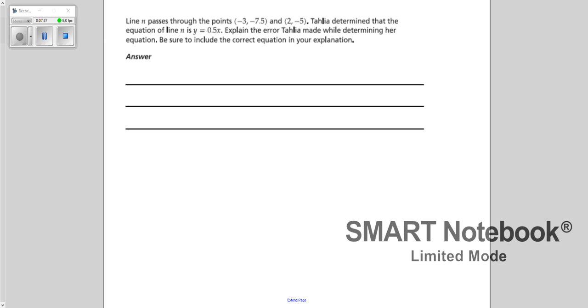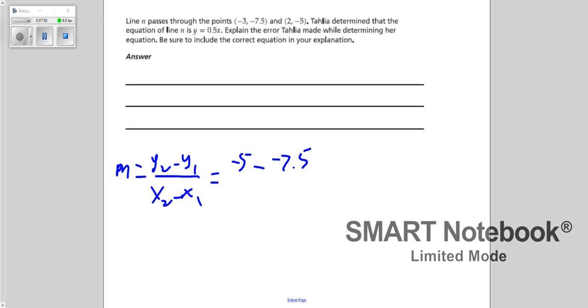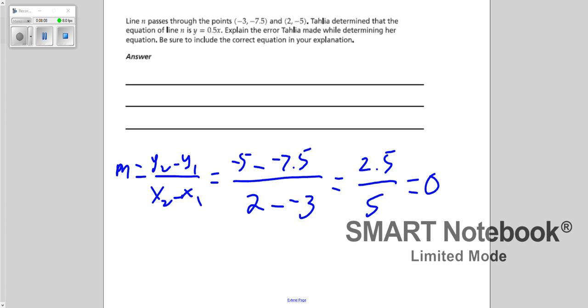Line n passes through these points. Talia determined the equation of that line, and we need to find the statement that explained her error. Okay, so the first thing we're thinking is she probably messed up the slope. So let's find out. m equals y2 minus y1 over x2 minus x1. So negative 5 minus negative 7.5 over 2 minus negative 3 is 2.5 over 5, which equals 0.5. Okay, so Talia found the slope correctly. So what could her error possibly be?